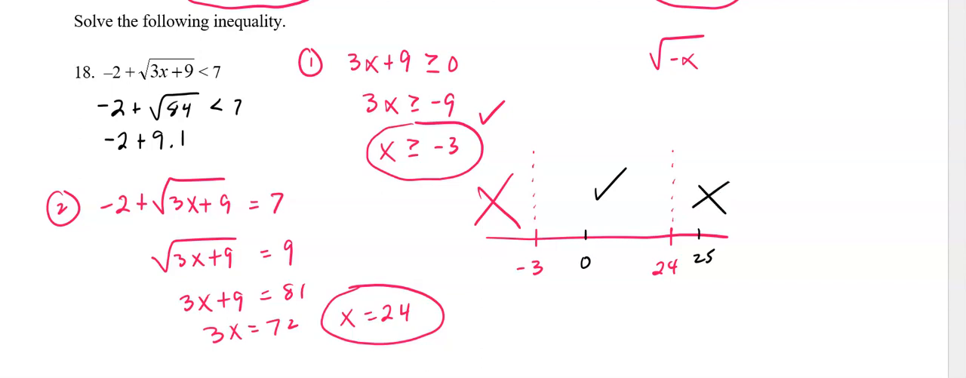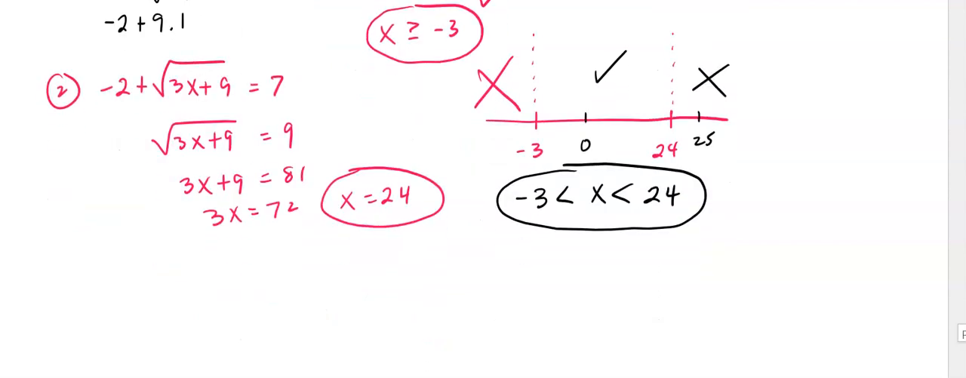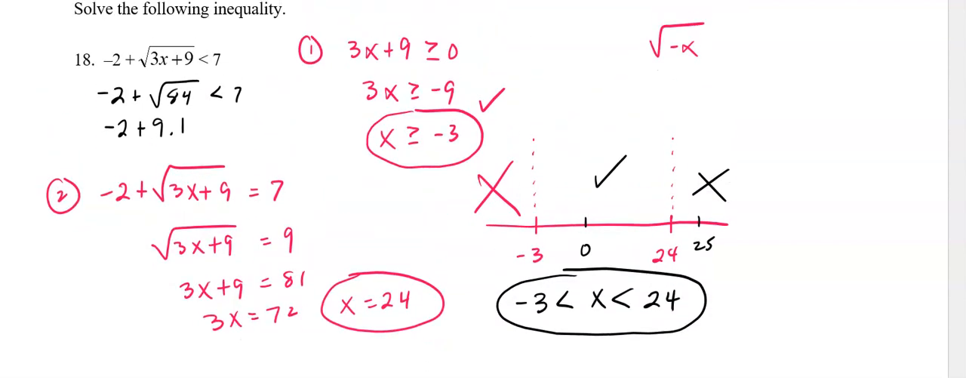And so we're going to stipulate our answer has to be between the numbers -3 and 24. And this is how we say between using inequalities. So the black represents the final answer. All right, I think we are done.